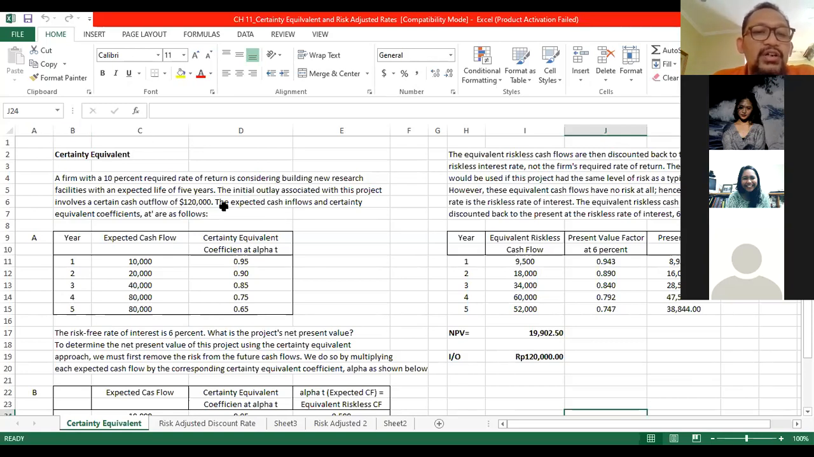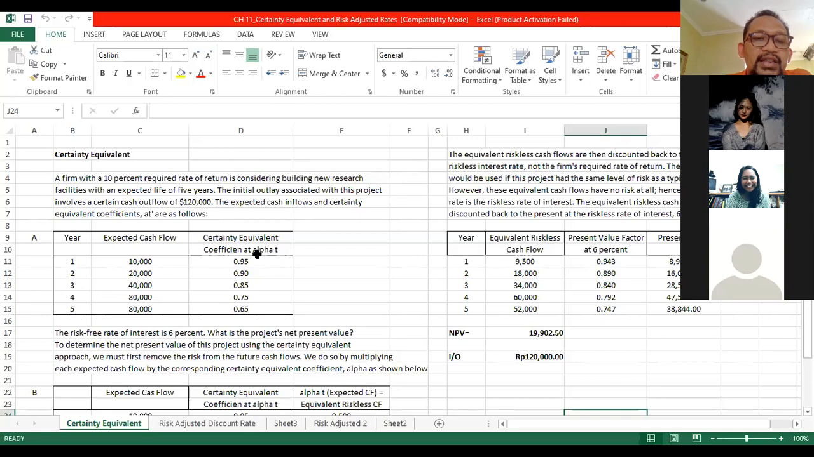If this is your initial outlay, then this is your expected cash flow. In year 1, you expect a cash flow of 10,000. Year 2 is 20,000, and it goes on until year 5, where you have 80,000. Remember that in this method, we have the certainty equivalent coefficient, which is given.